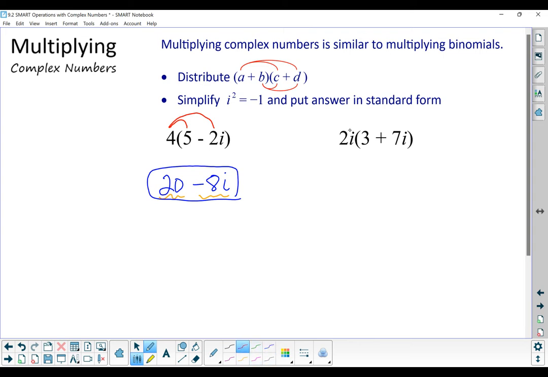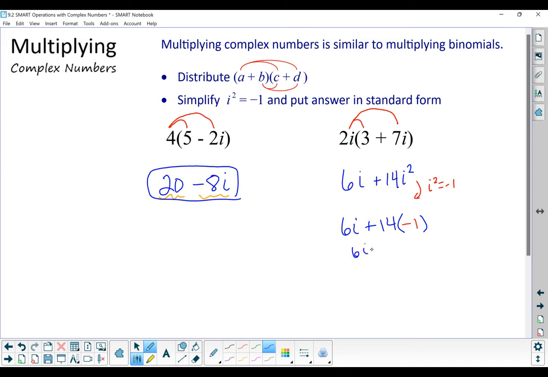All right, on this one, we're multiplying this complex number 3 plus 7i by 2i. So we distribute the 2i, and we end up with 6i as our first term. And now we multiply that 2i by 7i. So 2i multiplied by 7i is 14i squared. Remember that i squared is equivalent to -1. So this is 6i plus 14 multiplied by a -1. And that is just a -14 over there on the end.